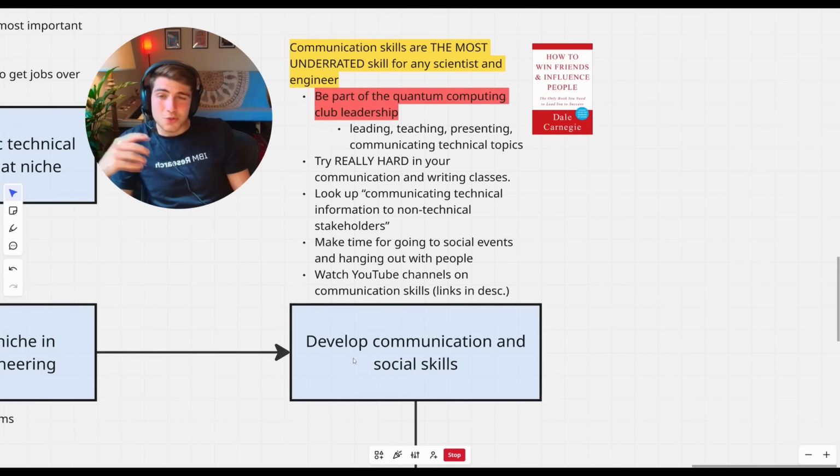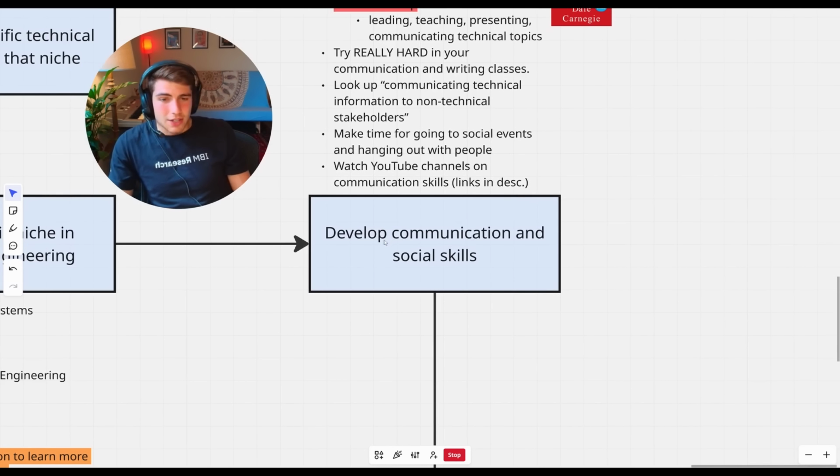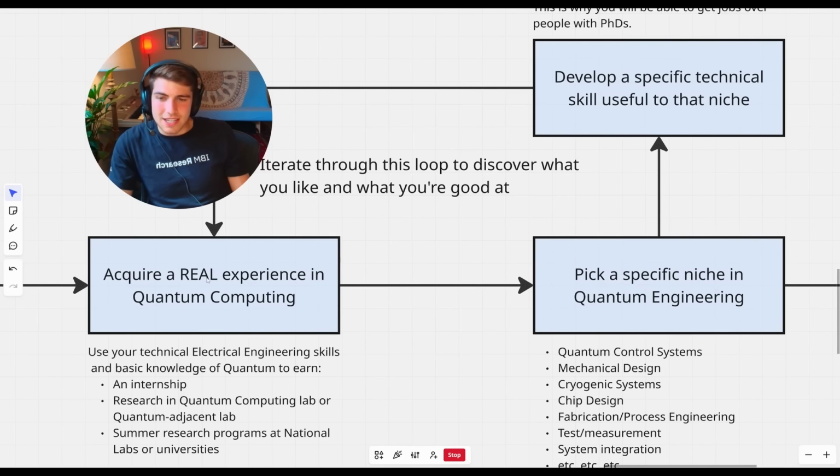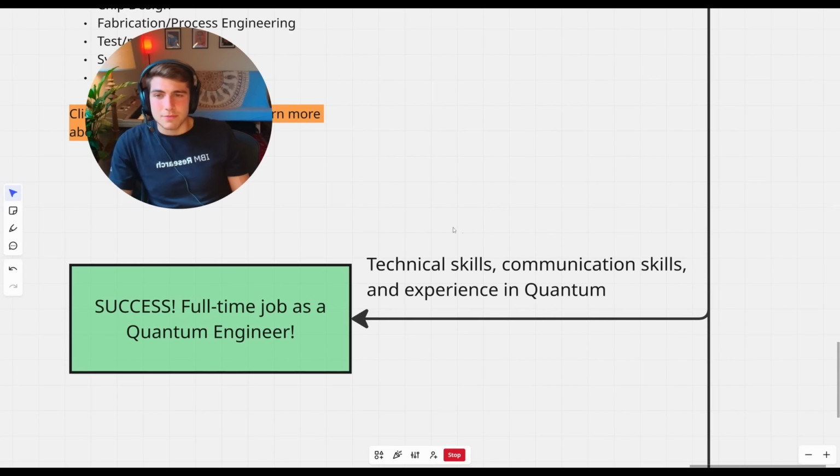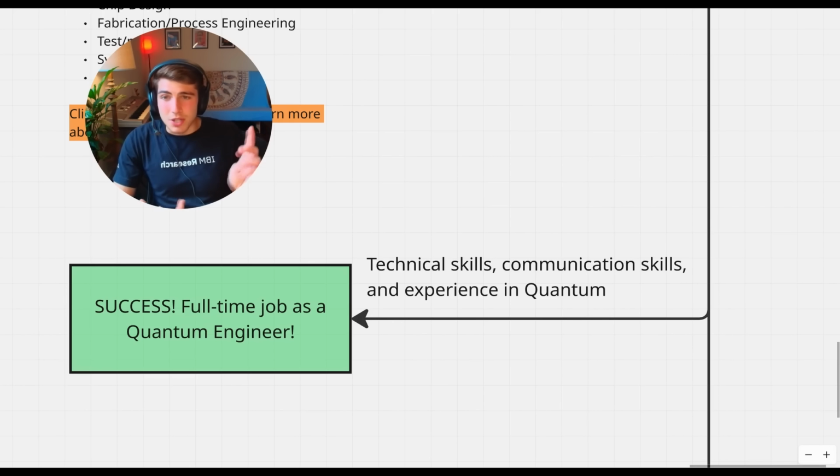Okay. So after this whole long rant about communication skills, you basically take your communication skills that you developed, you take the real experience you've gotten in quantum computing and the specific technical skills that you've developed, and then you apply for jobs, or you get a return offer from your internship. And so if you're applying for jobs, you get an interview, they like you, you rizz them up with your communication skills, you show them your technical skills, they give you the offer, boom, success, full-time quantum engineer.